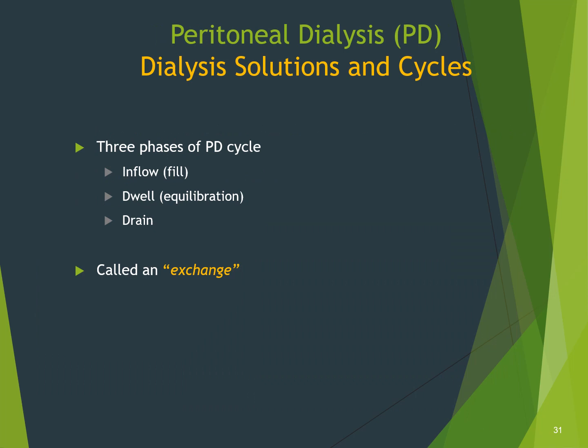There's 3 phases of the PD cycle: inflow, dwell, and drain. Usually overall it's called an exchange. Output should be clear, same color as when it's put in. If it's not, this is something you should notify the healthcare provider of. We want to take a sample of that fluid and culture it, because if it looks different, it might be an infection. One normal finding, though, is the patient may look or appear bloated because you are putting extra fluid into their belly.